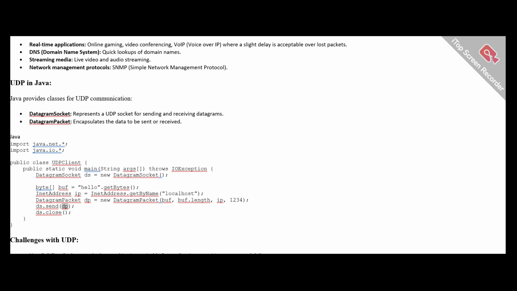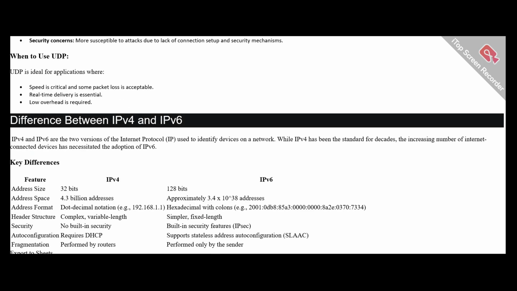ds.send(dp); ds.close(). Challenges with UDP. Unreliability: packets can be lost, making it unsuitable for applications requiring guaranteed delivery. No congestion control, which can lead to network congestion. Security concerns: more susceptible to attacks due to lack of connection setup and security mechanisms.